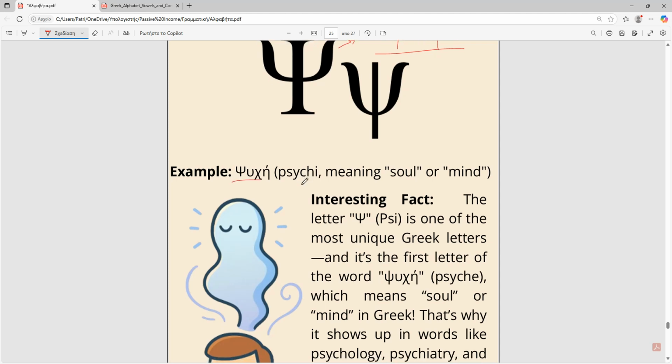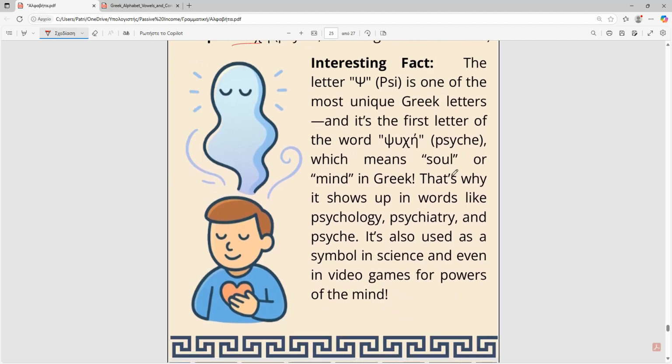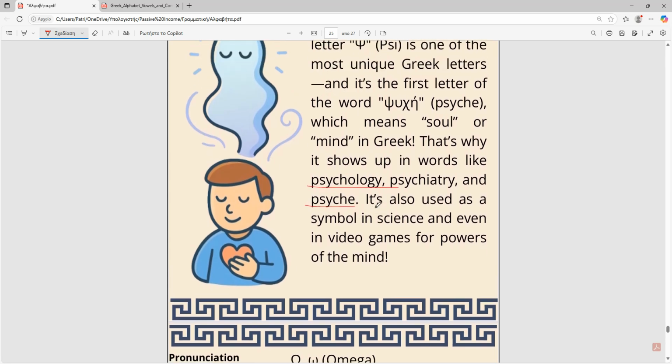Another example is psyche. Okay, an interesting fact is that the letter psi is one of the most unique Greek letters, and it's the first letter of the word psyche, which means soul or mind in Greek. That's why it shows up in words like psychology, psychiatry, and psych. Okay, psyche. It is also used as a symbol in science and even in video games for power of the mind. Okay, psych. Okay, and psychology. Very interesting. It's the soul.